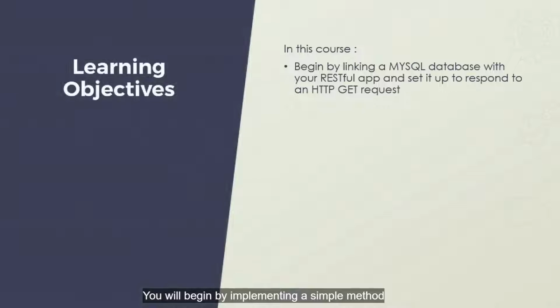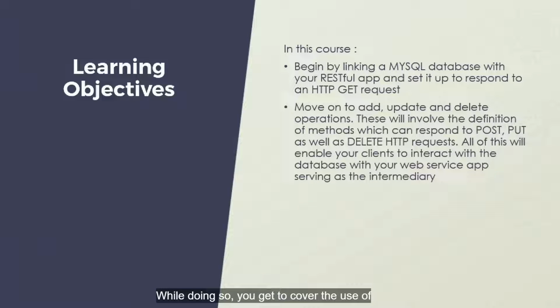You will begin by implementing a simple method which returns data in response to an HTTP GET request. While doing so, you get to cover the use of Jersey annotations in order to construct a URL to a particular web method and set it to respond to GET request. You will also construct a response to incoming requests, which includes HTTP status codes.